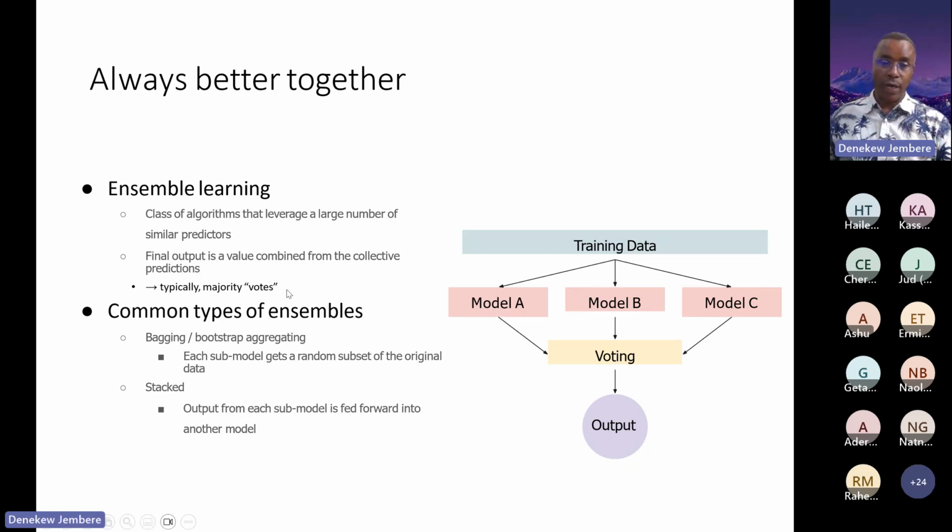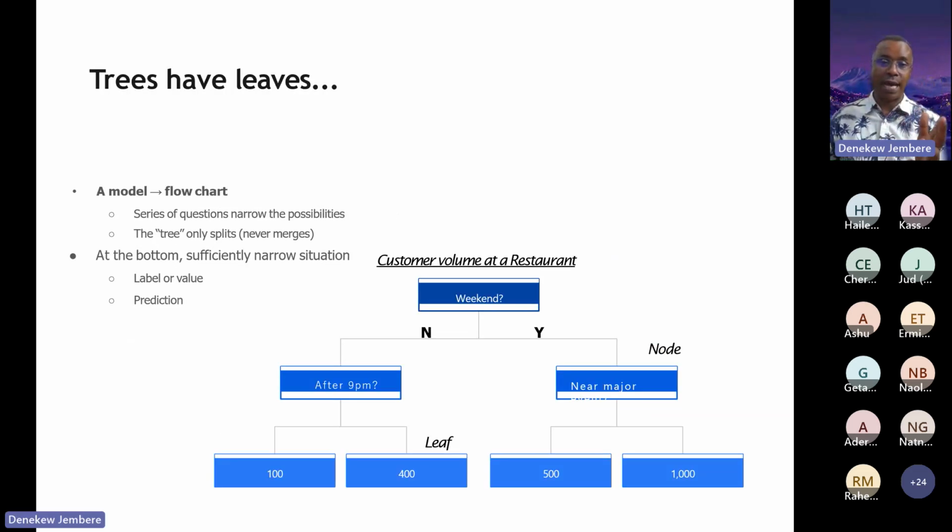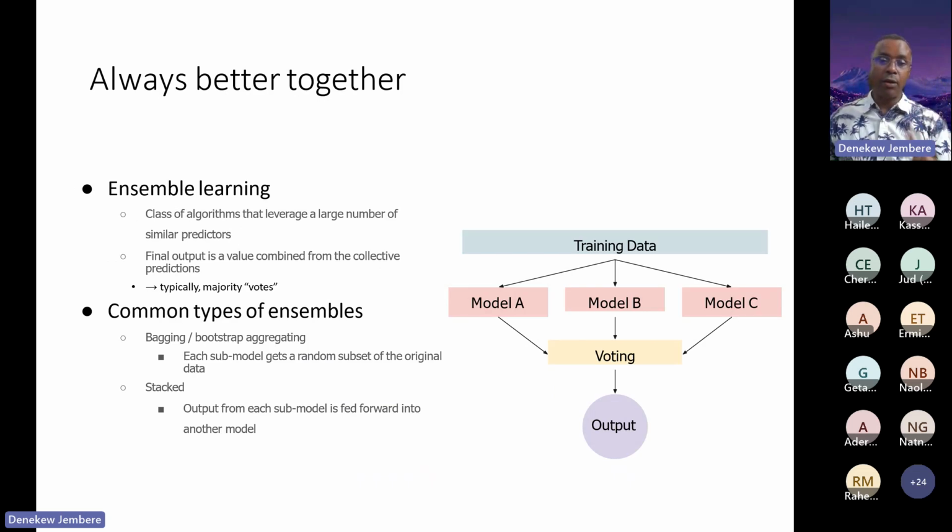And the common types of ensembles, especially in relation to classification trees, without losing our focus on the classification tree that we just started: bagging, or bootstrap aggregating. B is for bootstrap, aging means aggregating, bootstrap aggregating, and each submodel gets a random subset of the original data.